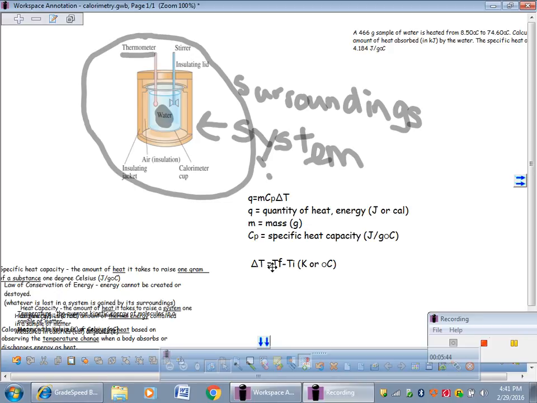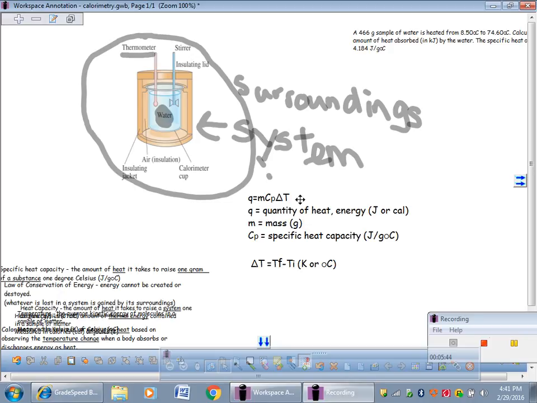The other one is our change in temperature. So notice this is change in temperature. So we can use Kelvin or Celsius because they go up by the same scale. So you take your temperature final and subtract your temperature initial to get your change in temperature. And you can plug into this equation.